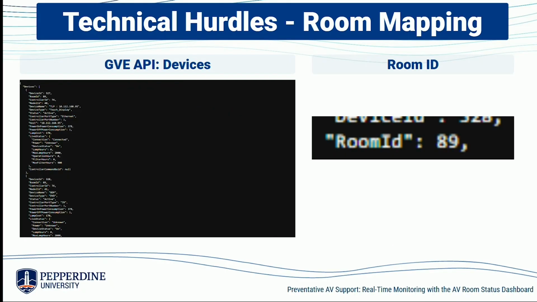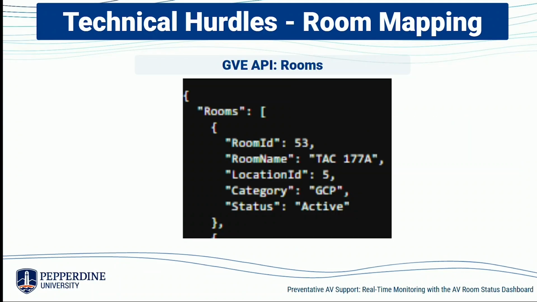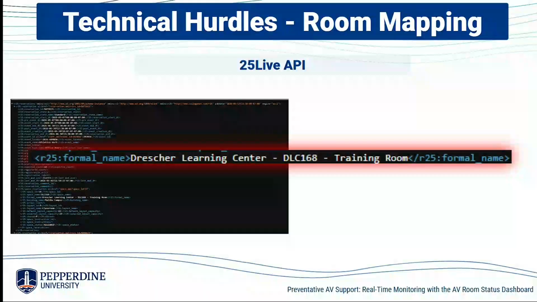You can see right here, there's the devices query. It says room ID 89. This is for the devices. So if we want to get the device connection status, we do the devices query. Then we get the room ID. Then we have to do another query, the rooms query, to associate that ID with the human readable name.